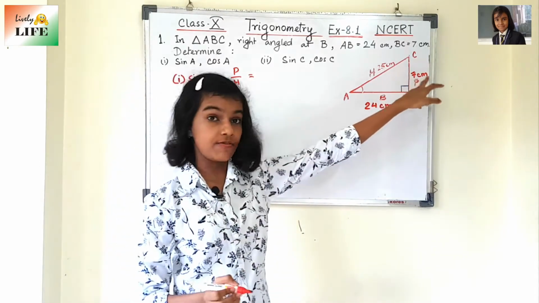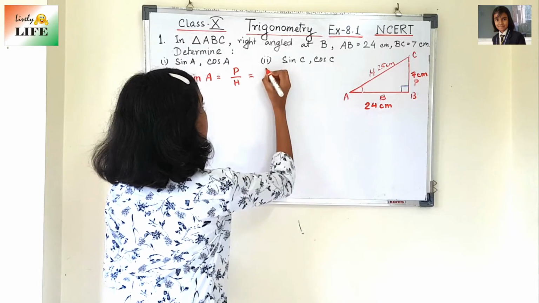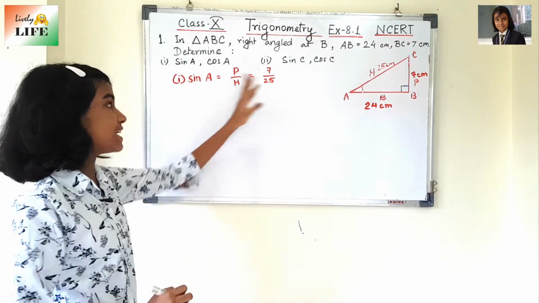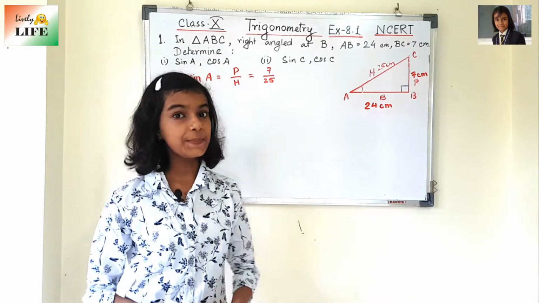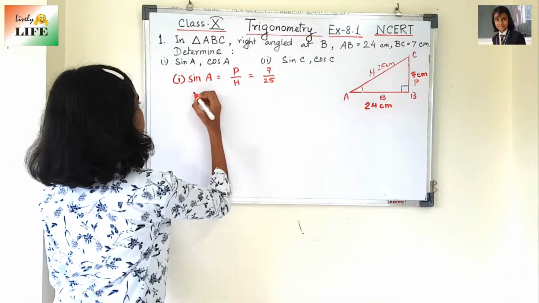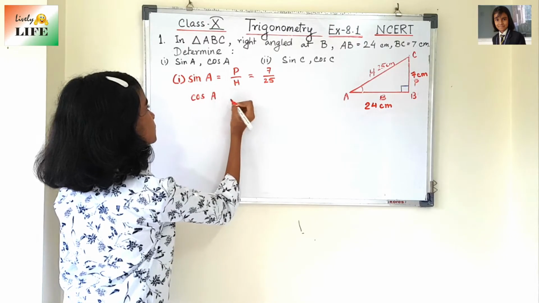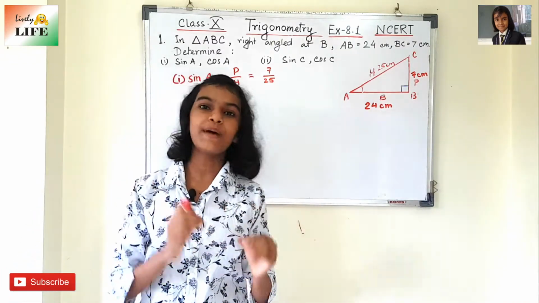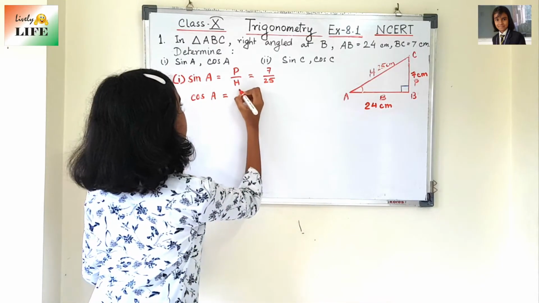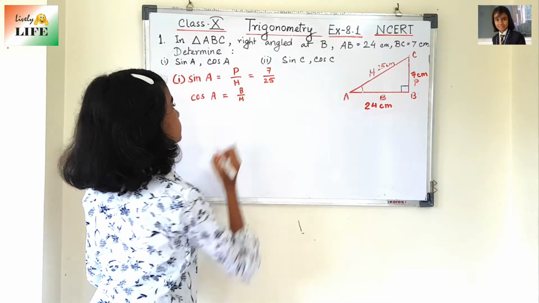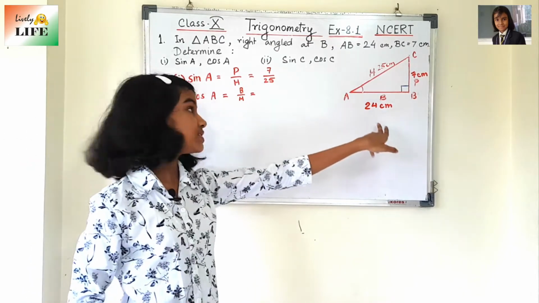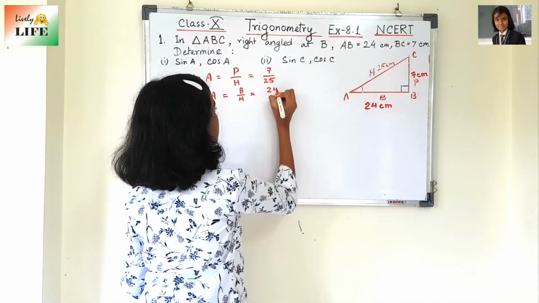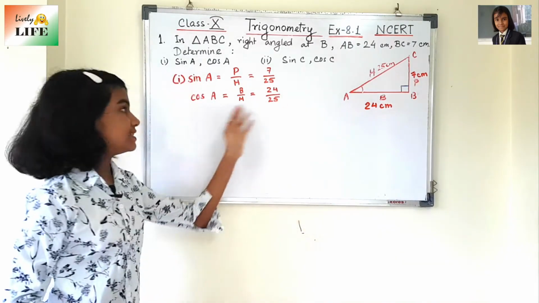What is P by H? P is 7 and H is 25. So this is the answer of sine A. Sine A is 7 by 25. Now let's find out cos A. Cos A is B by H, base by hypotenuse. What is B? B is 24 centimeter, and H is 25 centimeter. So we are going to write 24 by 25. This is cos A.